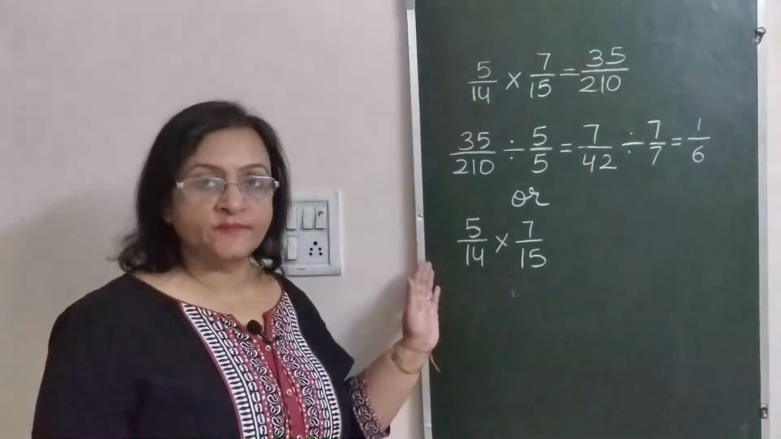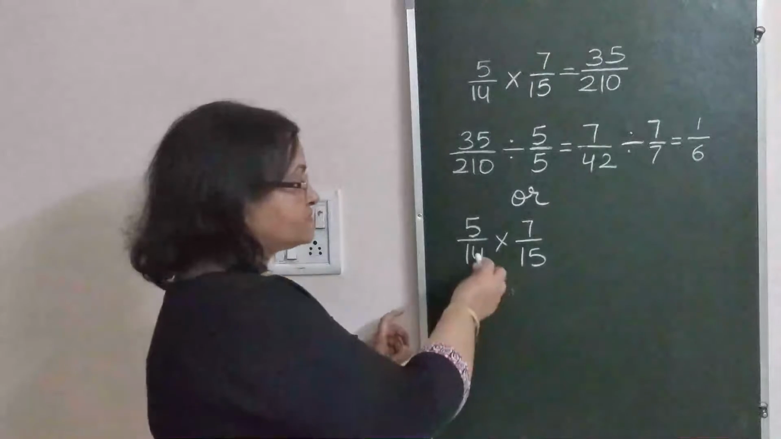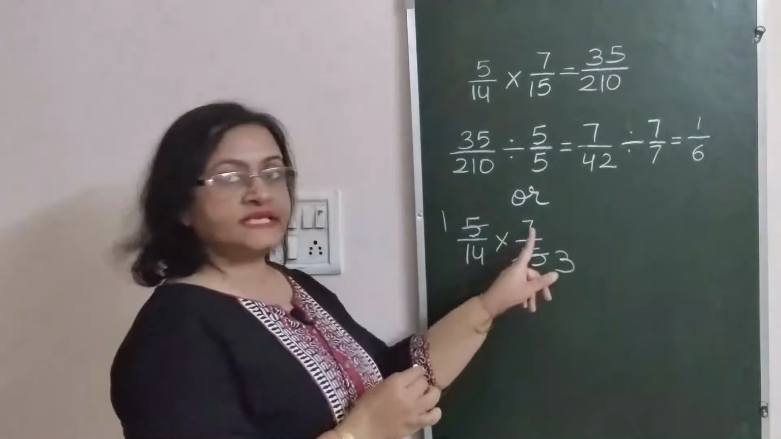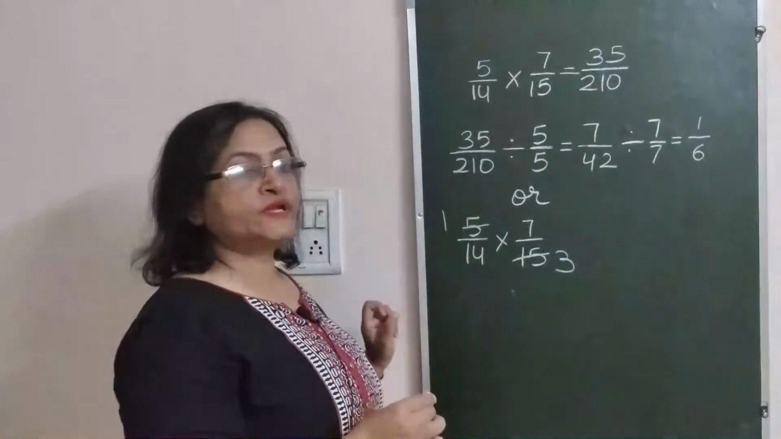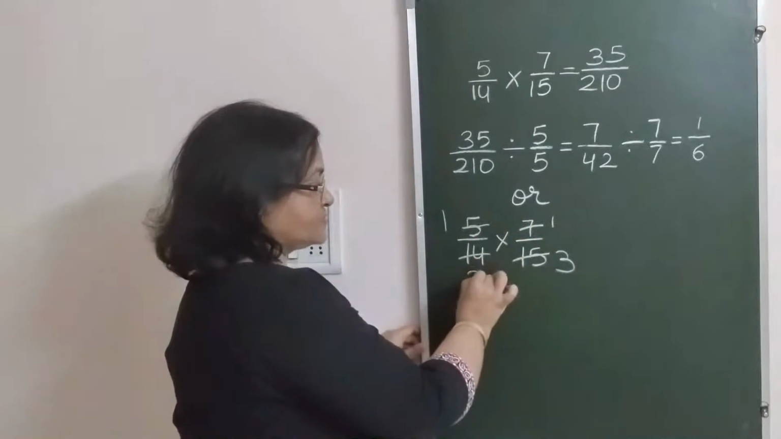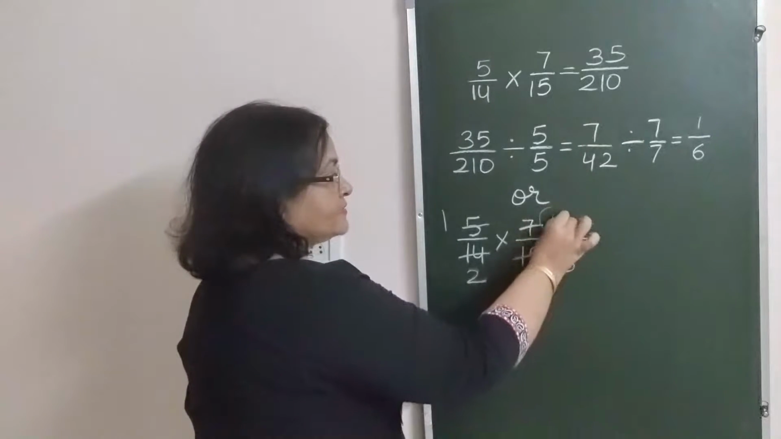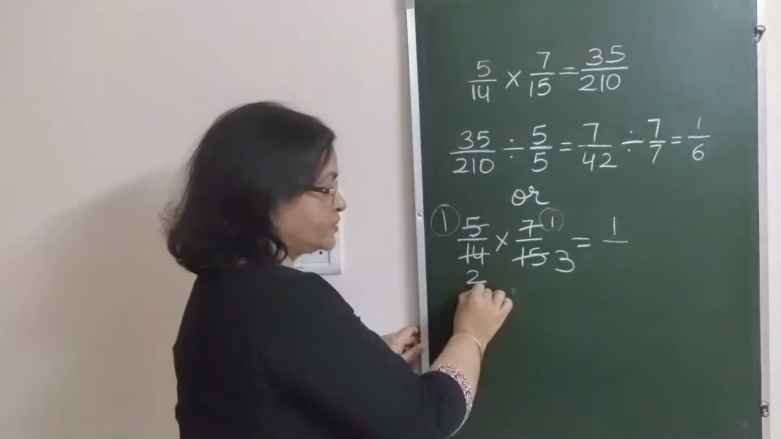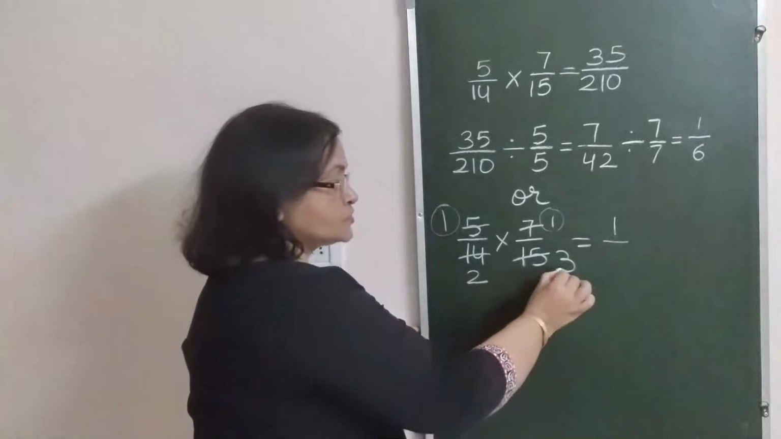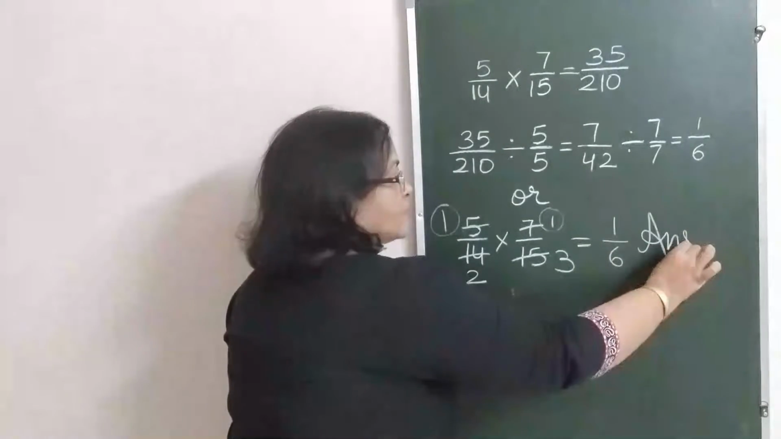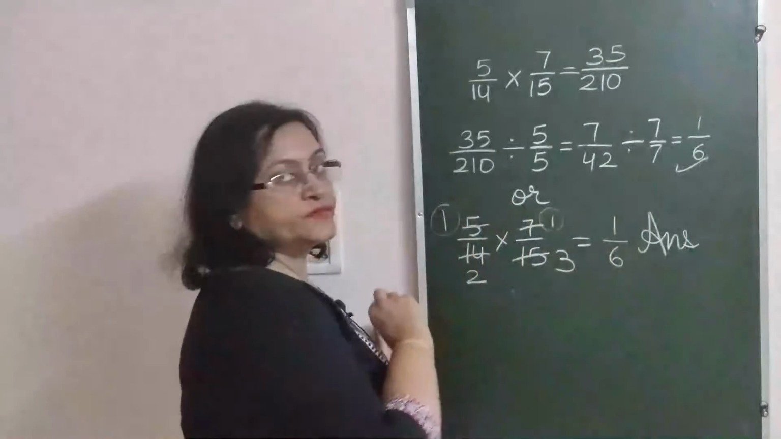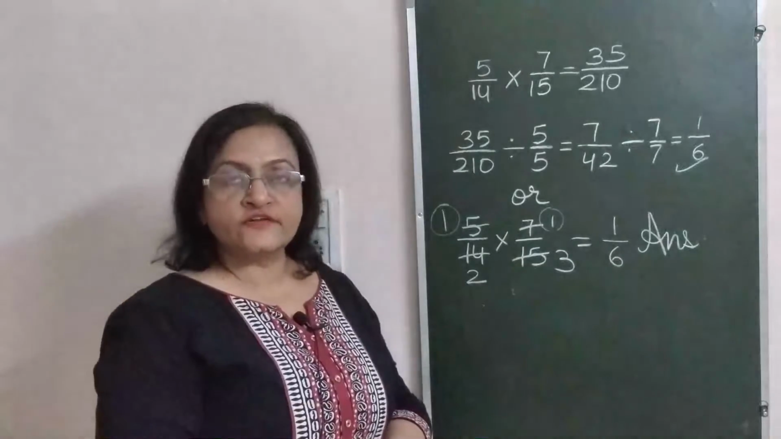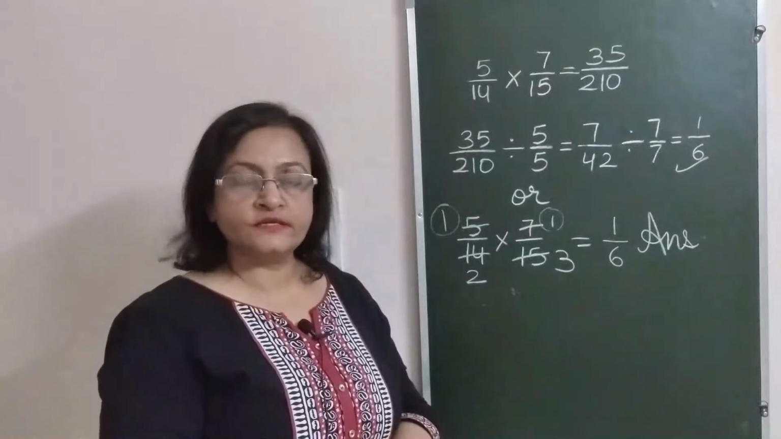There is another simpler way to solve this. We can divide these 5 and 15. 5 1s are 5, 5 3s are 15 and same way 7 and 14 can be divided. 7 1s are 7, 7 2s are 14. Now we can multiply these numerators. 1 multiplied by 1 is 1 and here denominators are 2 and 3. So 2 3s are 6 and we have got our answer. Same as above, but this is a much simpler way to solve it. So children, whichever way you find easier, you can follow that.